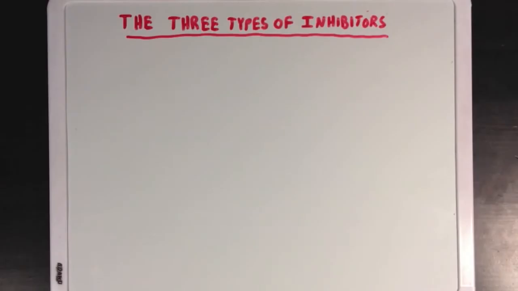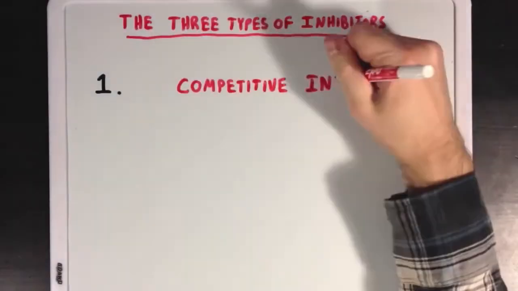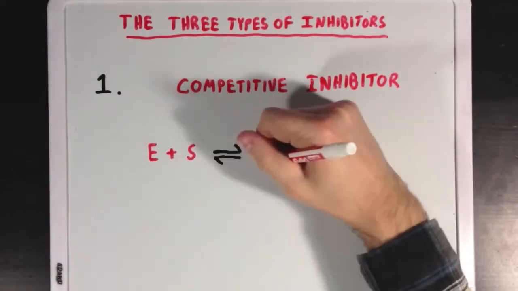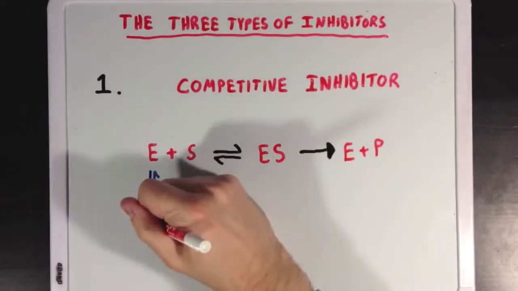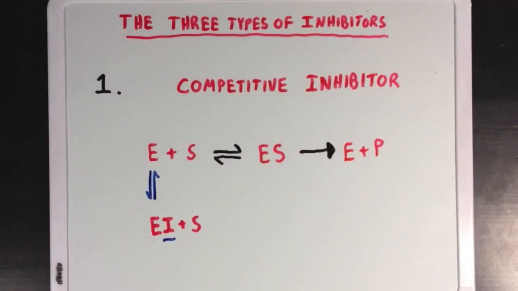So let's take a step away from this idea for a moment and talk about the 3 types of enzyme inhibitors. So our first type of inhibitor is called the competitive inhibitor, and it works by binding to free enzyme, or E, to form EI, or enzyme-inhibitor complex. And that'll block the enzyme and make it unable to react with substrate to form product. So in this case, our inhibitor competes with substrate for space on the enzyme.